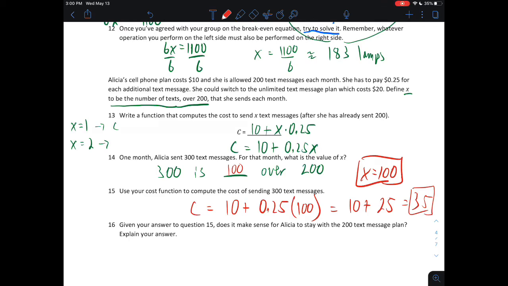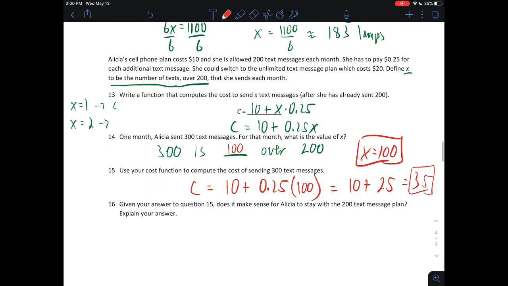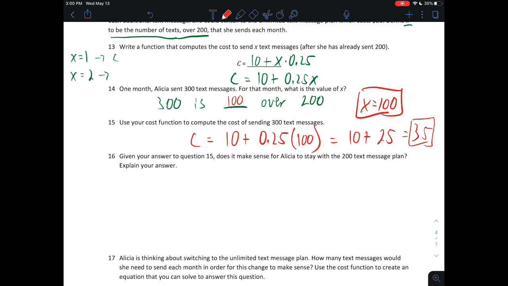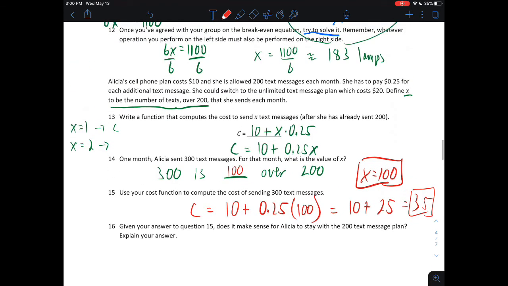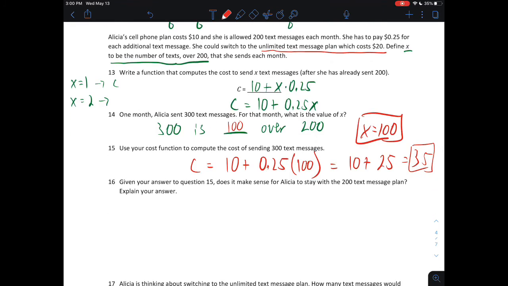Number 16, given your answer to question 15, does it make sense for Alicia to stay with the 200 text message plan? Okay, well, how much does it cost? If she sent these 300 text messages, $35. What would it be if she got the unlimited text message plan? It would only be $20. So if she does this a lot, not really. Maybe she just had a very busy month.